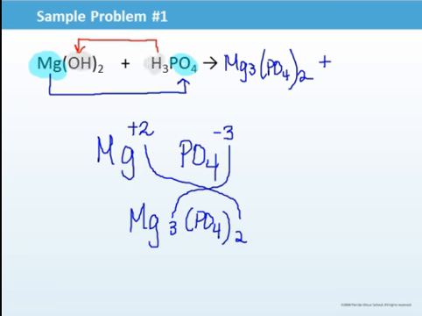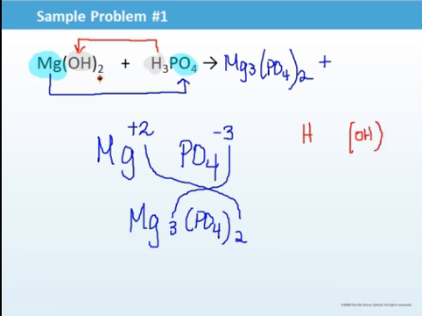Just keep in mind, do not look at this subscript unless it's a polyatomic ion. The polyatomic ions stay together. PO4 is the phosphate group. That had to stay together. OH is the polyatomic ion. So that is going to stay together. So we get hydrogen and hydroxide.